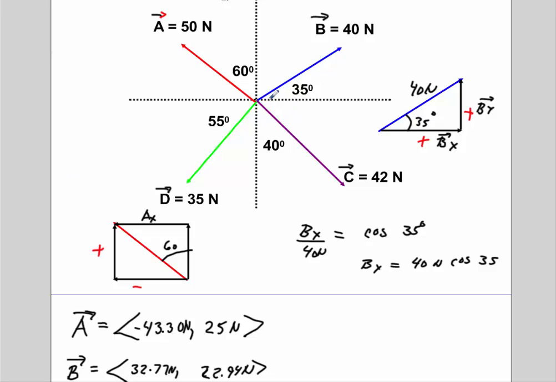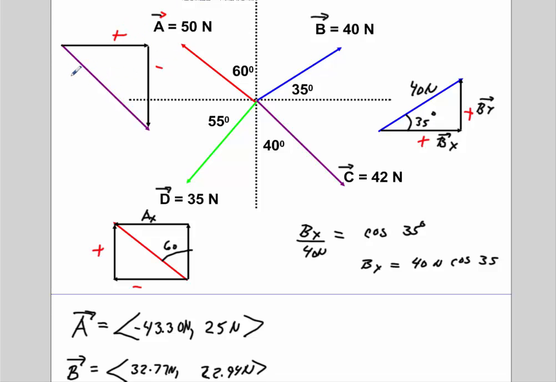When we look at C, again, if you're confused, we just do a quick sketch. Bring it over here, clone it, bring it into place. We do the same thing. We go from tail over. We go down. We will have a positive and a negative.